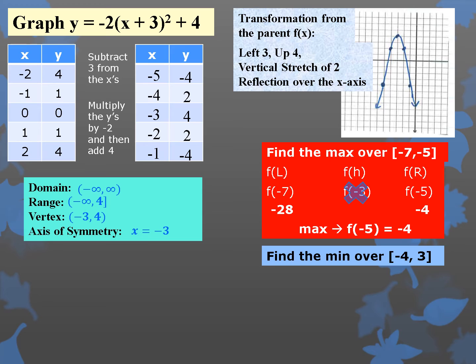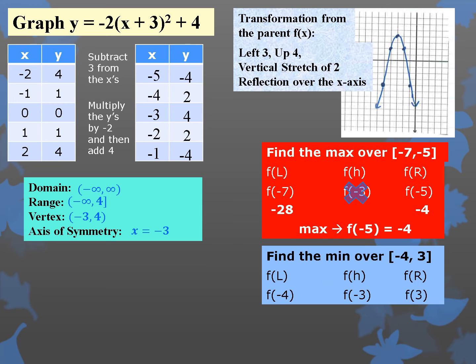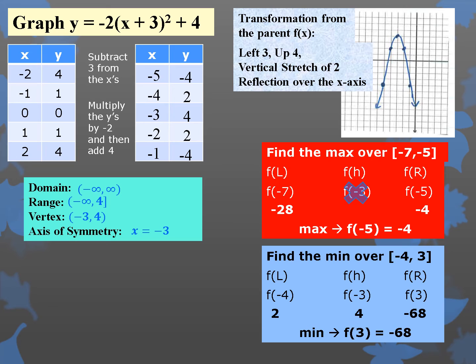Now let's try the min. I want the min over negative 4 to 3. Still going to do f of L, f of h, f of r. Left is negative 4, right is 3. My h is still negative 3. This time, negative 3 is in between negative 4 and 3. So I plug each of them into the function, and I get 2, 4, and negative 68. They want the minimum, so the minimum is negative 68. So I'm going to say f of 3 equals negative 68, and that's my min.